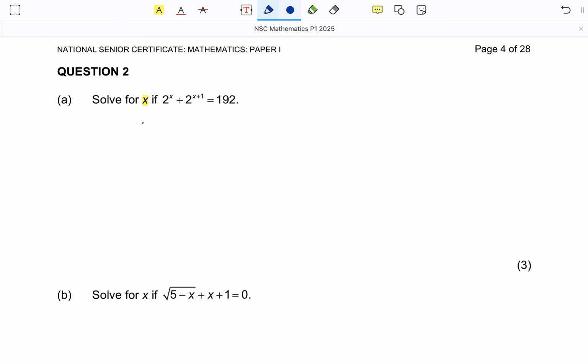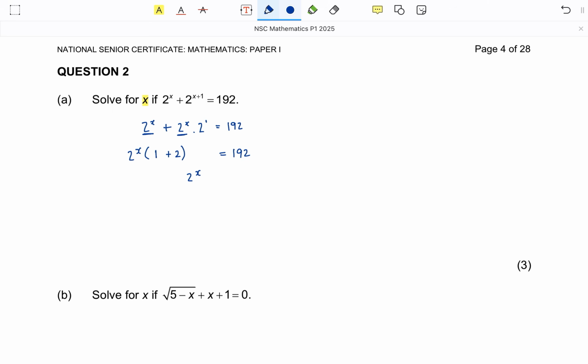So the first step that I would do is to put the 2 to the power of x and 2 to the power of 1 and write them separately. This just makes it easier. So when you take out the common factor, which is 2 to the power of x, you can clearly see that from the first term, when you divide away the entire common factor, you are left with 1. And when you take out the common factor from the second term, you are left with 2. And we still have the 192 on the other side.